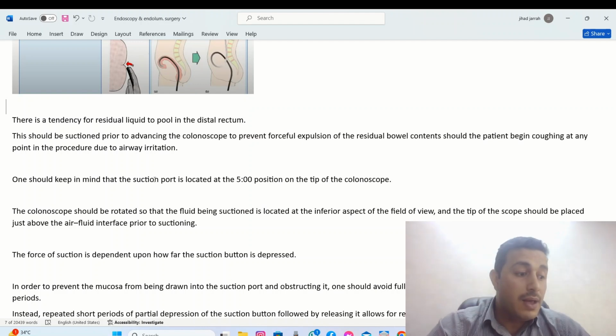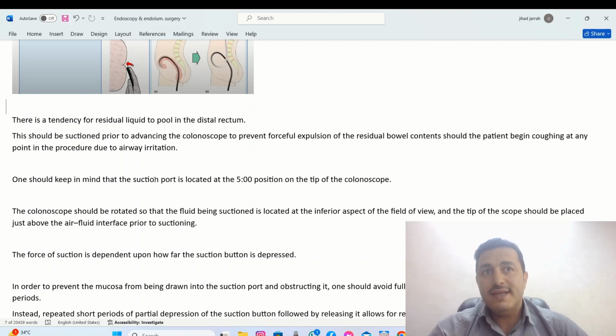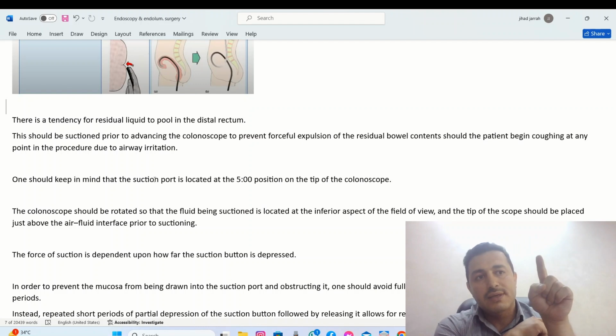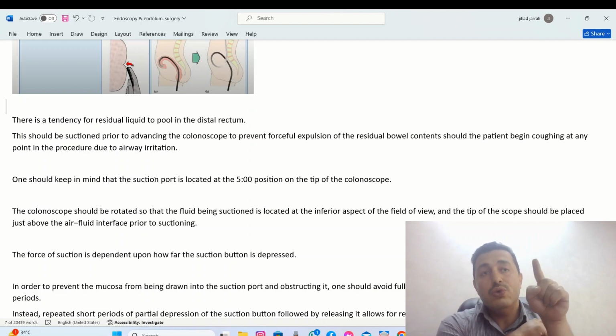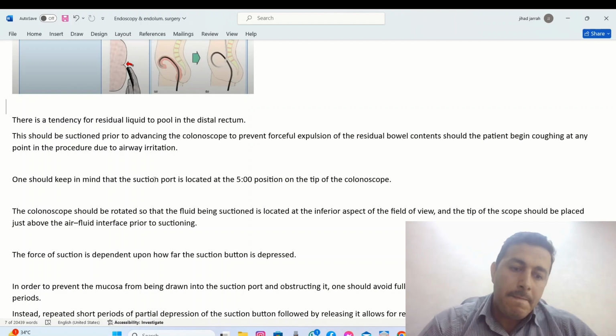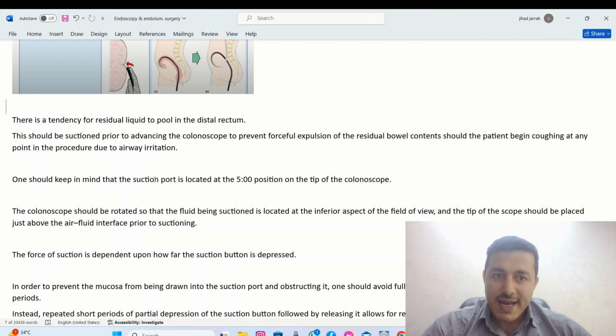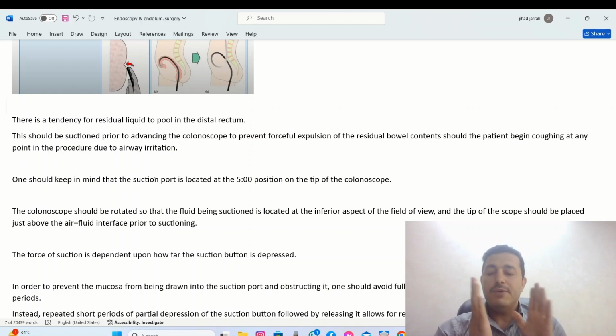you can see the lumen. Also, the suctioning, if you remember, the suction button is a gradual button, so you can control the force of suction, and it's recommended to use low suction and repeated suction, because if you use very high suction, the mucosa will stick to the scope, and what we call the red view will happen, you will see the mucosa only.